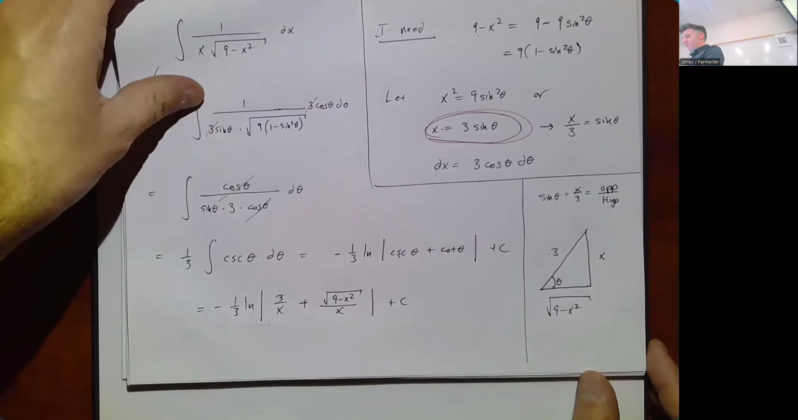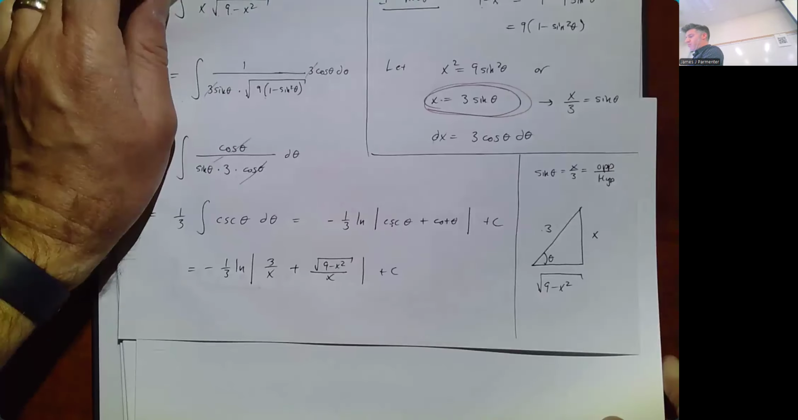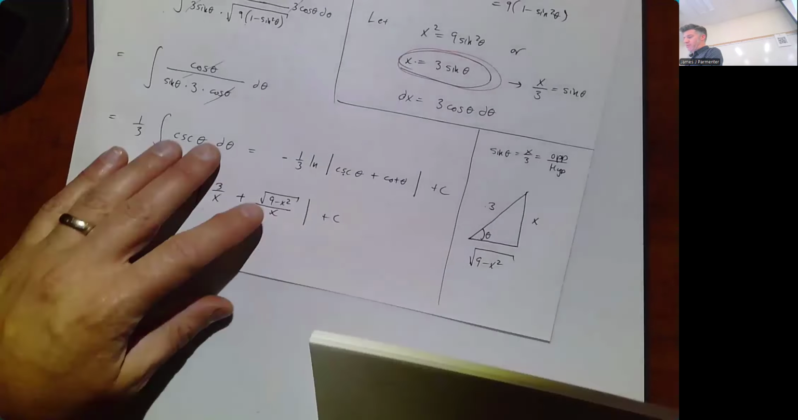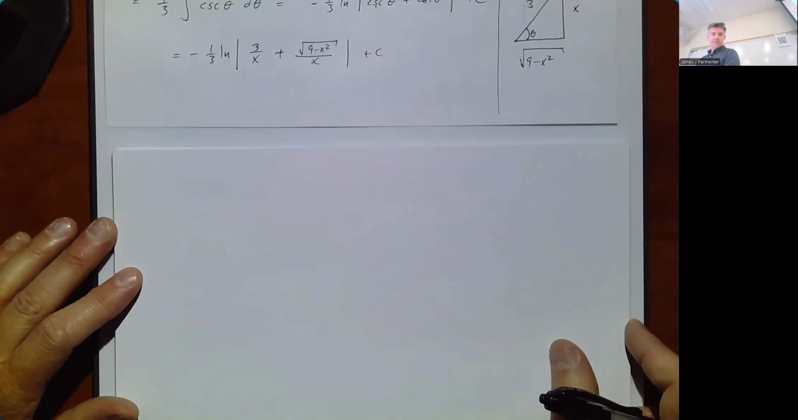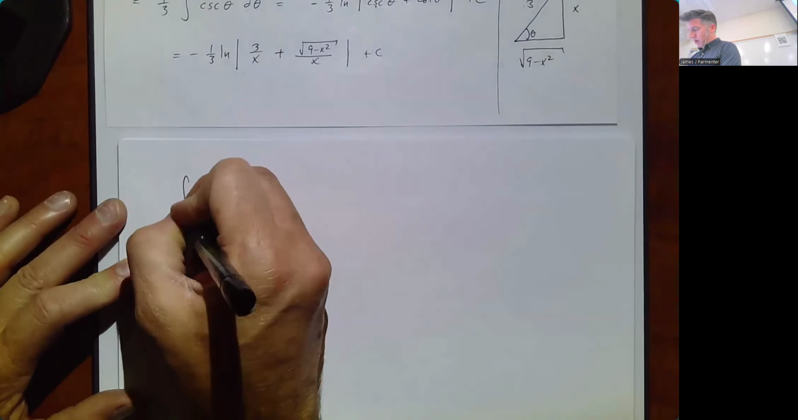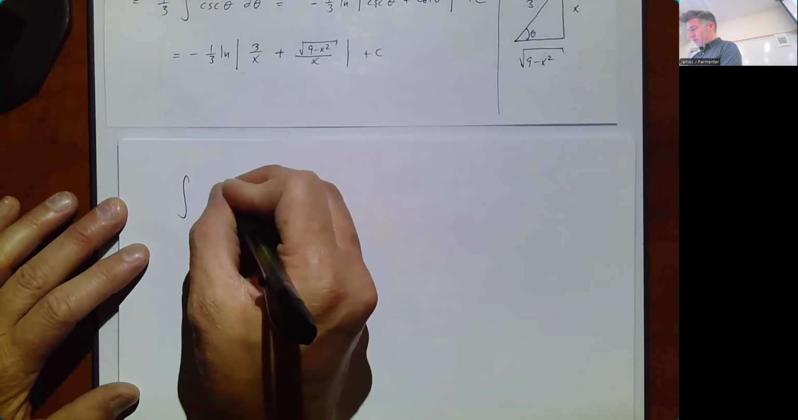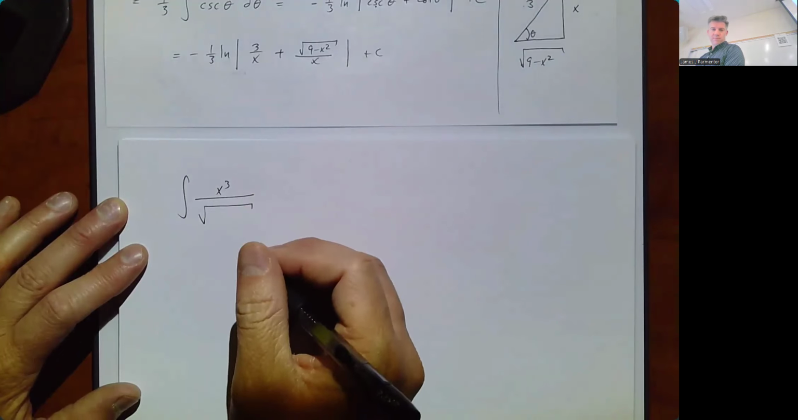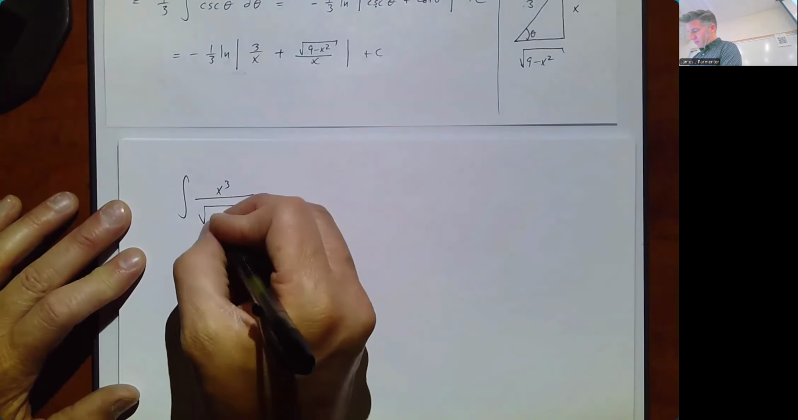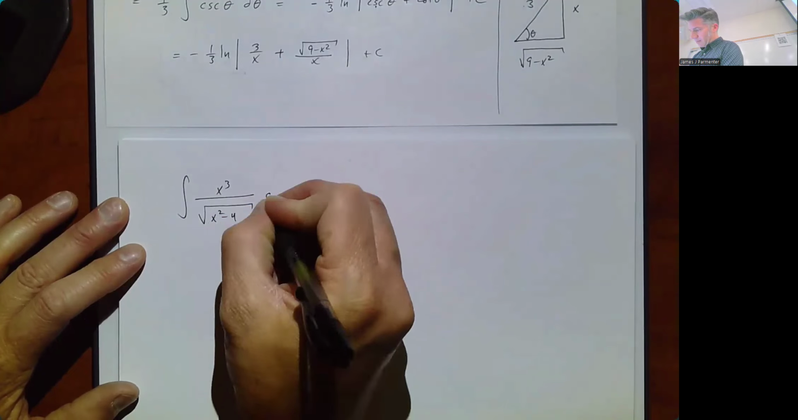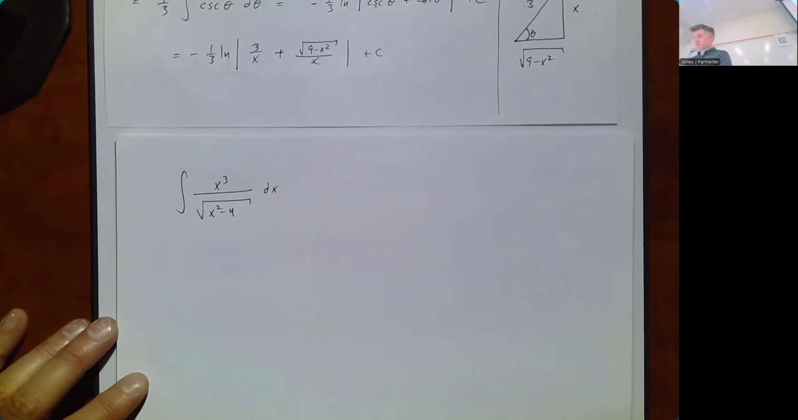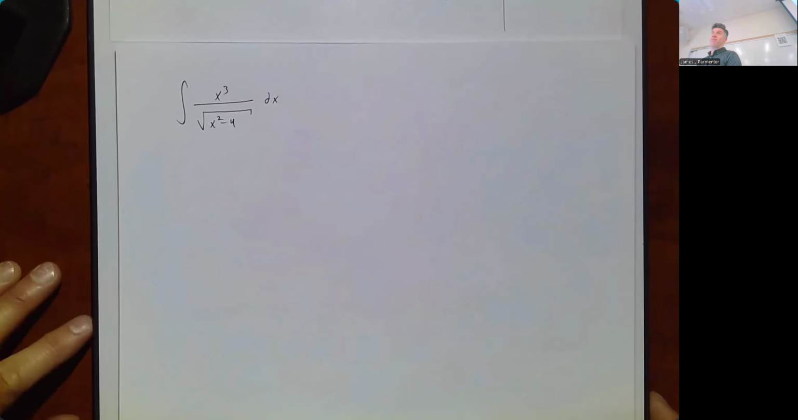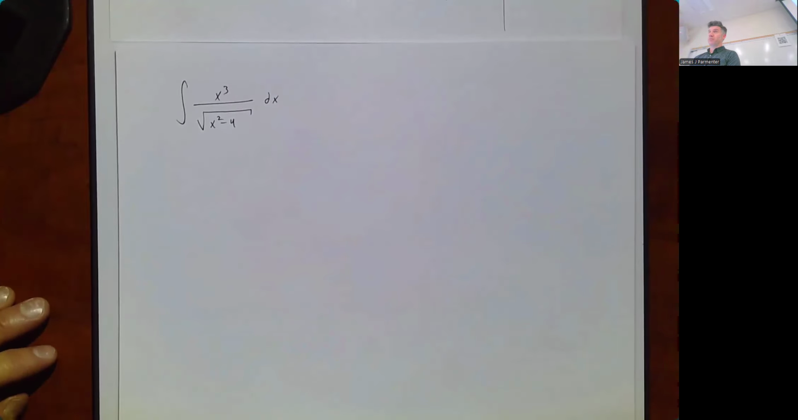Yeah, we've got time, so let's look at another one that we can actually get around a different way. So let's say we had the integral of x cubed over the square root of x squared minus 4. This is not a trig sub problem. Well, that's not true, it could be a trig sub problem. We're not going to do it as a trig sub.